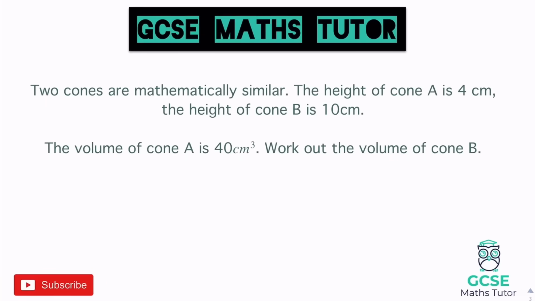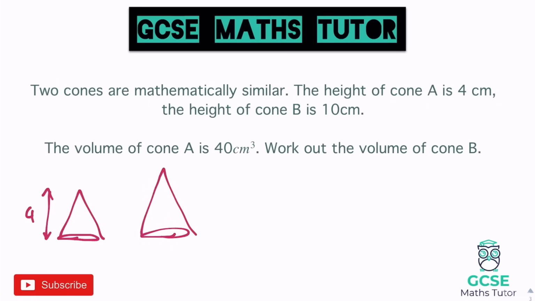Okay, so we've got some similar shapes. Two cones are mathematically similar. The height of cone A is 4 and the height of cone B is 10. Now you can always imagine what this is going to look like. You can always draw yourself a picture if you haven't been given one. And we've got a bigger cone. So we've got a height of the smaller one being 4 and a height of the larger one being 10.